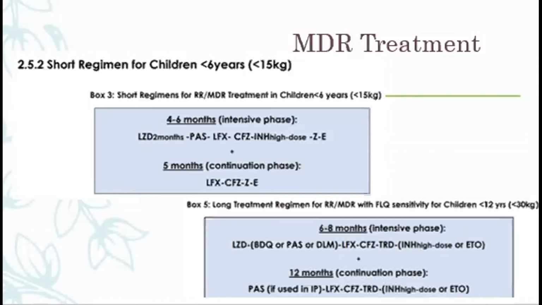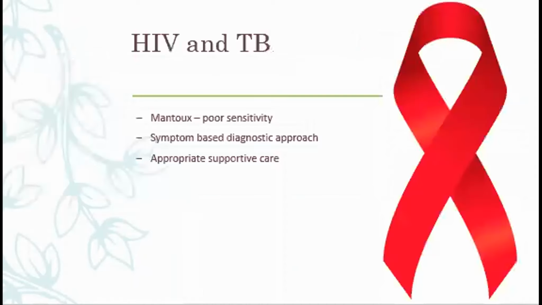The drugs that we see here are linezolid, PAS, levofloxacin, clofazimine, isoniazid, pyrazinamide, and ethambutol. So you can see it's quite complex, and you need to be quite specialized to understand these things, which I don't. So that's why it's important, again, to involve the pediatricians and the TB units.